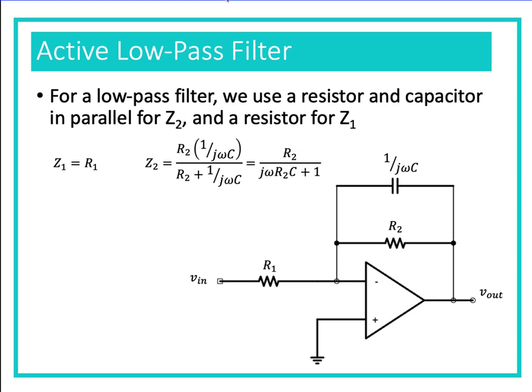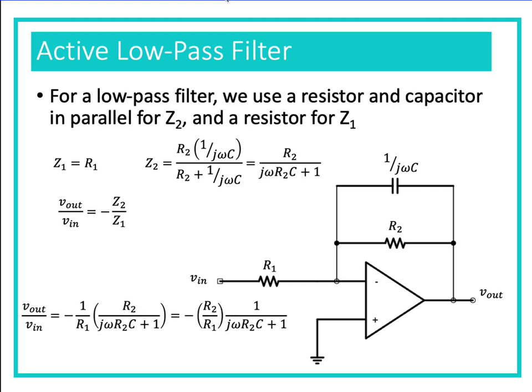And then Z2 is going to be R2 in parallel with 1 over j omega C. So we multiply the two together, and we add them on the denominator, and with a little algebraic manipulation, we get R2 over j omega R2C plus 1. So, since V out over V in is minus Z2 over Z1, all we do is plug in those values. We take V out over V in, and then what's been done is the R1 is just minus 1 over R1. It just makes the manipulation of the algebra a little easier. And then we put Z2 in its original form.